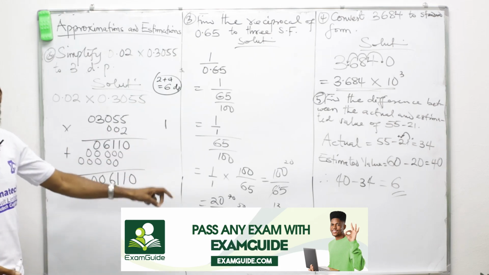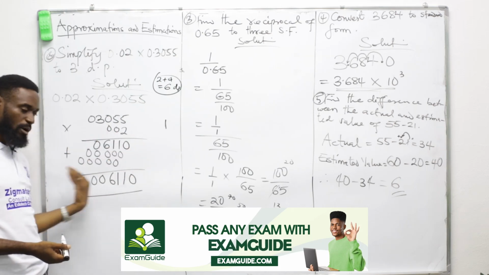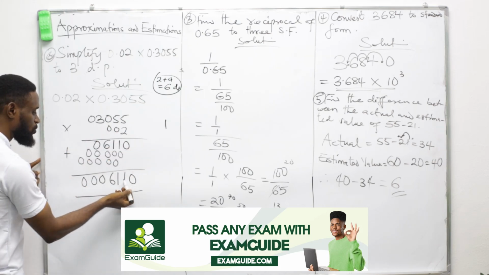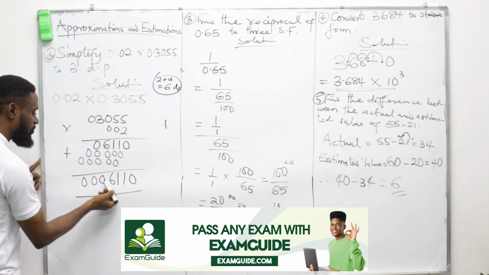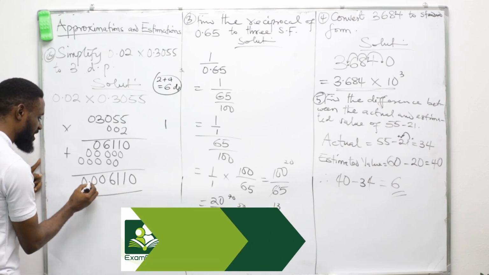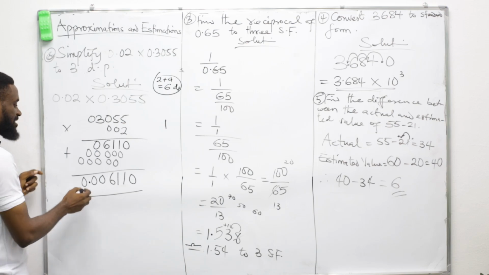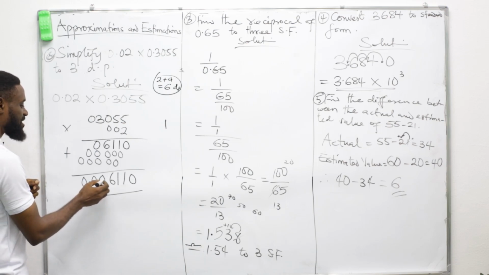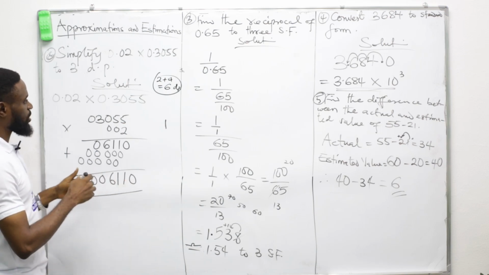So where do we put the decimal point? We count from here backward. So 1, 2, 3, 4, 5, 6. So the decimal point is here. Do you understand me now? So this is 0.006110. But the question says what?